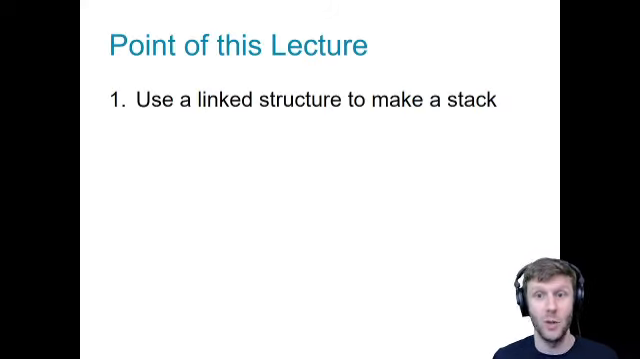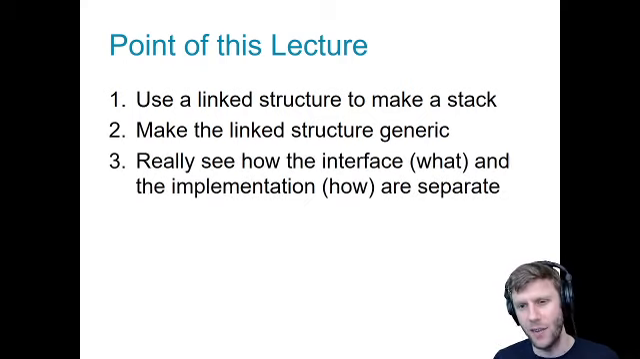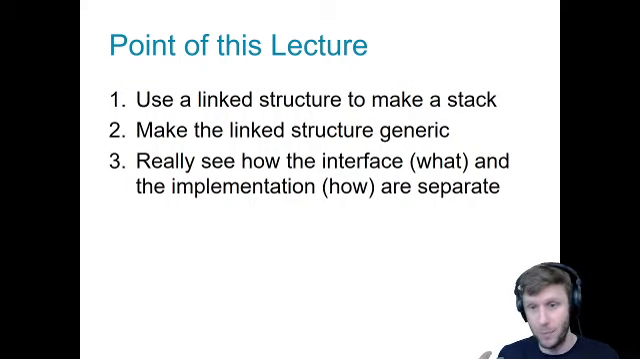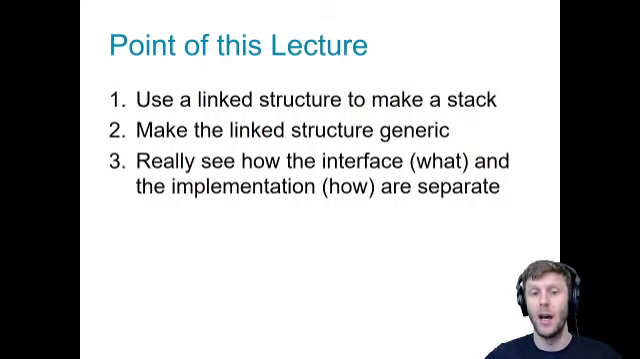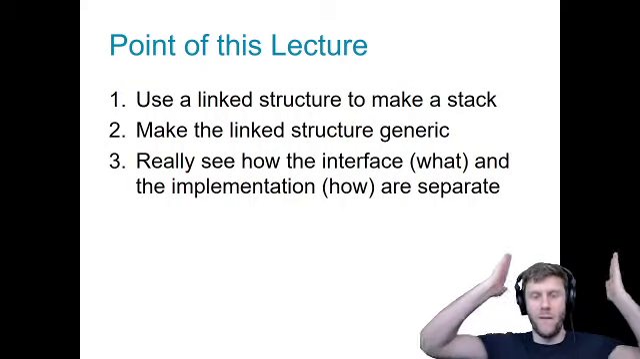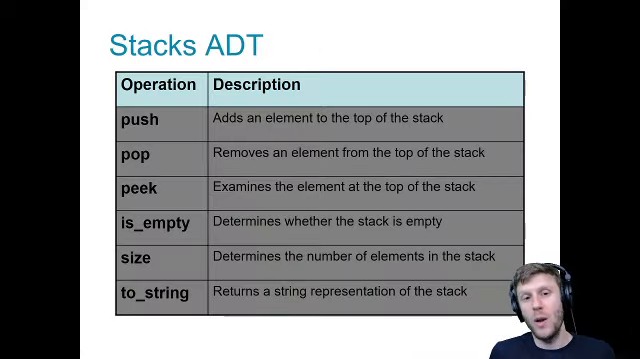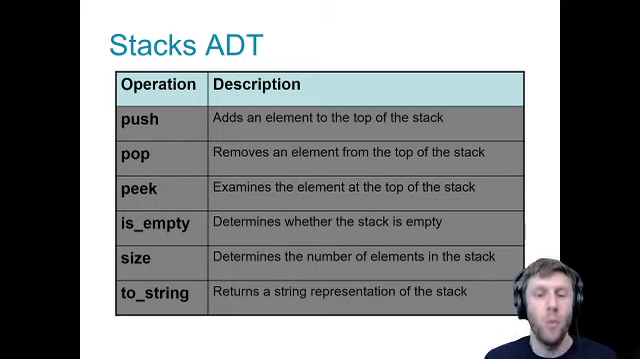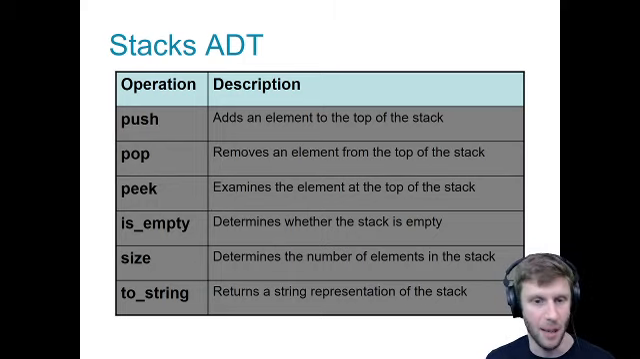So the point of this lecture is to use linked structures to make a stack, make the linked structure generic, and see how the interface and the implementation are very separate ideas. I know I was emphasizing this before. Now it should become more obvious what I mean when I say the what, the interface, and the how are separate ideas. This is what we want our stack to do. Nothing of what we see here tells us how it has to be done. We know that push is to put something onto the top of the stack. Pop is getting something off the top of the stack. Peek, is empty, size, toString.